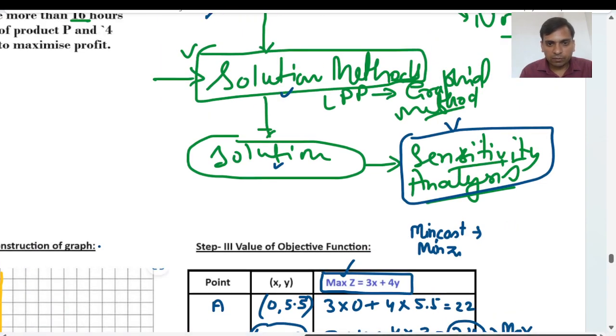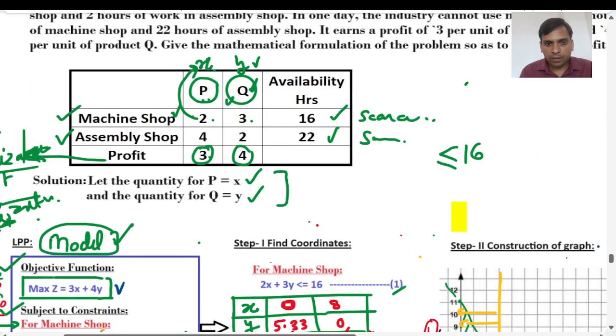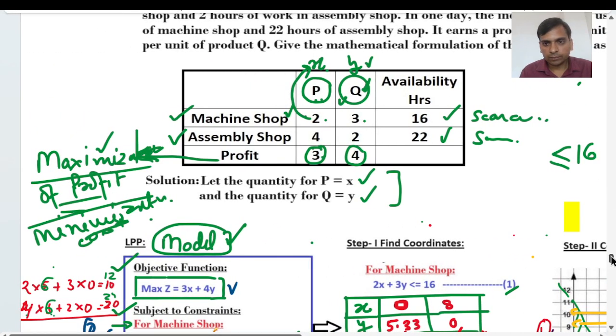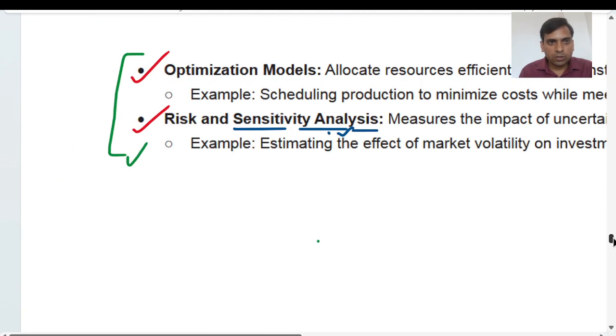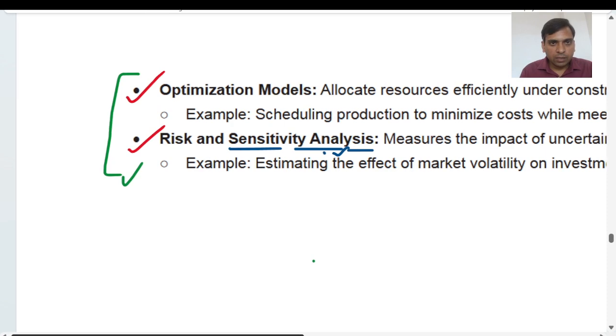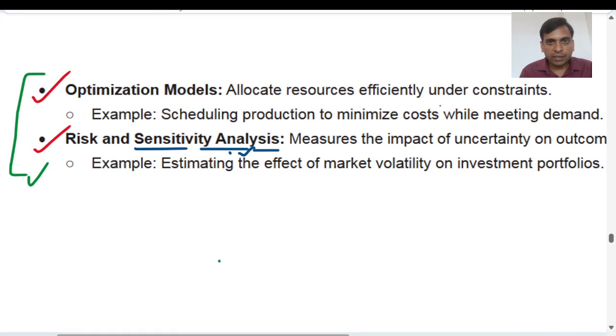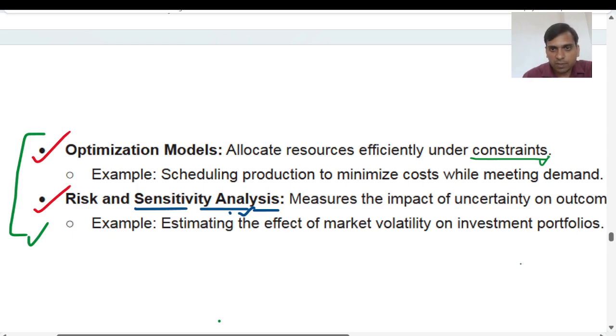So in this part, we have discussed multiple things. Just to recall: optimization model, allocate resources efficiently under the constraint. So the constraint part is clear. We have taken two constraints. First is machine shop, and second is assembly shop. And allocate resources: how much we can utilize this machine shop, how much we can utilize this assembly shop. And one more point with respect to this: allocation of resources.